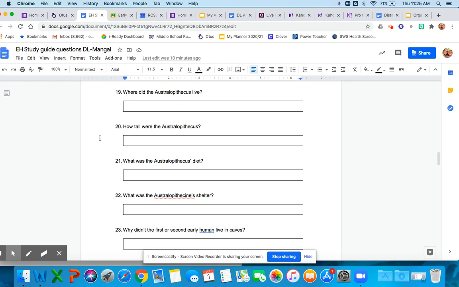How tall were the Australopithecus? So the women were 3 feet. They were significantly shorter than the males. And the males were between 4.5 and 5 feet.